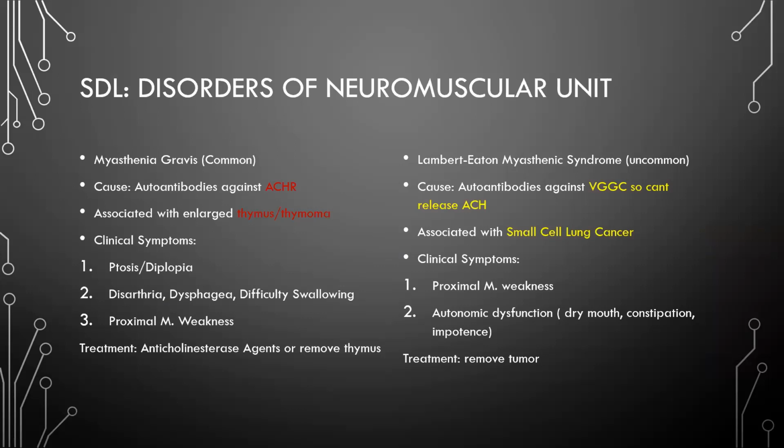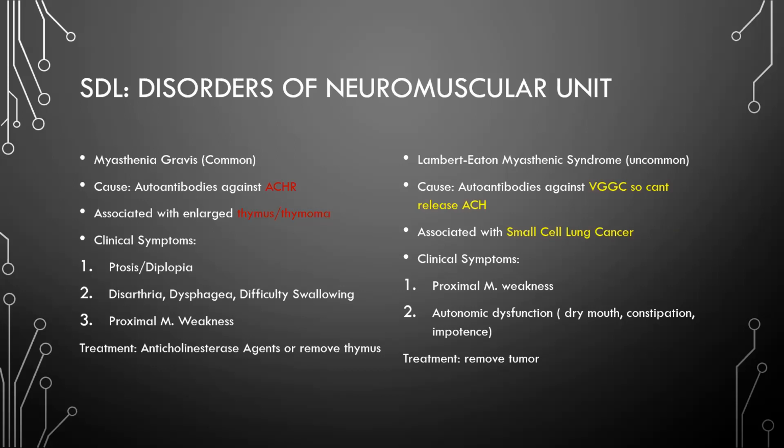In a question stem, you would probably see an enlarged thymus or thymoma for MG. So one of the treatments would be to take out the thymus, since it's actually the thymoma that's creating the antibodies against the acetylcholine receptor. And then if you see a question stem associated with small cell lung cancer, that's key for Lambert-Eaton syndrome.